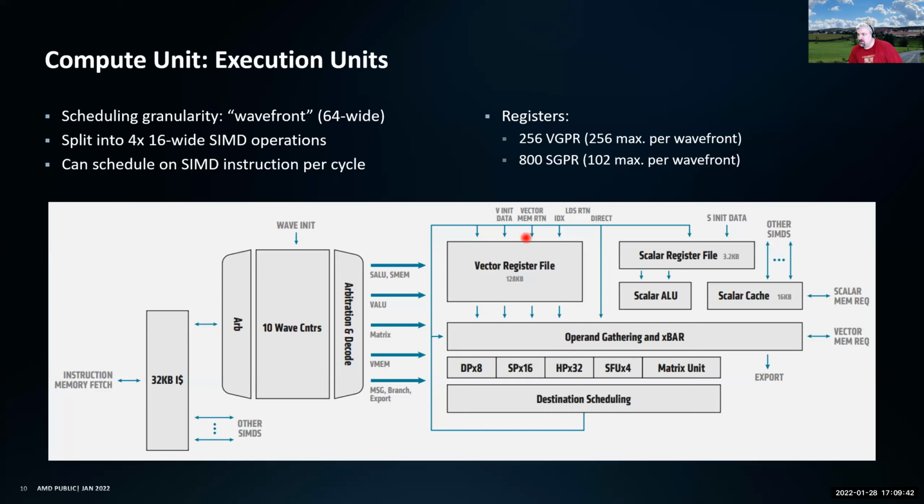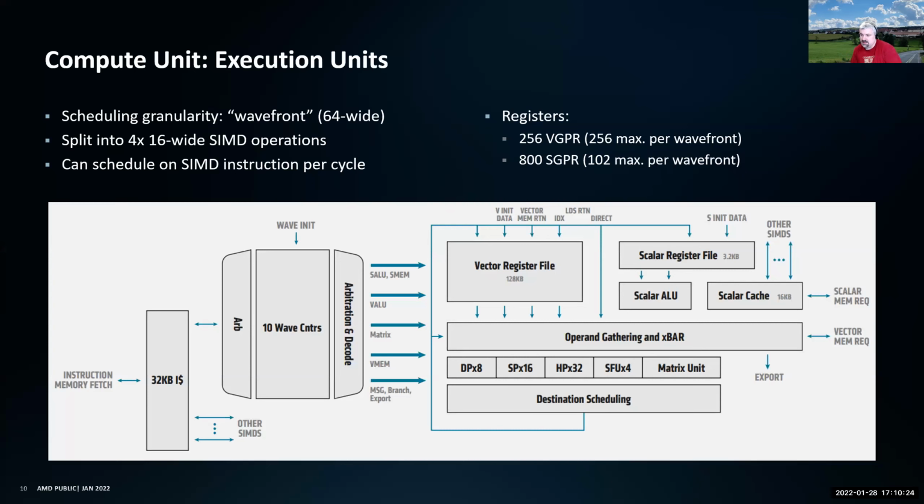We do have registers naturally. There are 256 vector registers. You can use 256 of those maximum per wavefront. And then there are 800 scalar general purpose registers where you can use 102 per wavefront. So the VGPRs, these are the ones that contain the floating point data or the integer data that is then used for the processing of the wavefront, and the scalar registers are used for address calculations, constants, and anything that does not fit in one of those VGPRs.